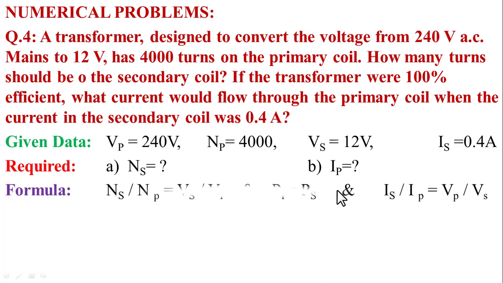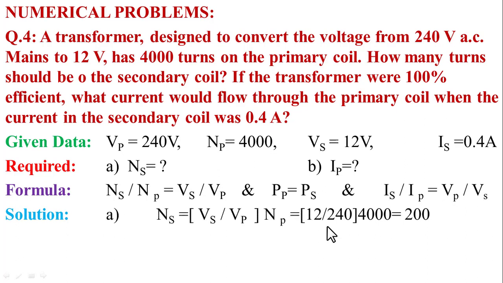First of all, write the formula. Ns over Np is equal to Vs over Vp, and for an ideal transformer, this condition is always satisfied. Power on primary is equal to power on secondary. So we apply the formula Is over Ip is equal to Vp over Vs. Now we can solve and write the first part.